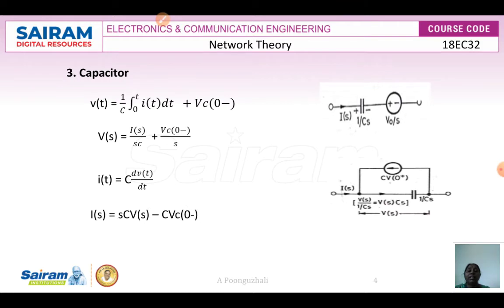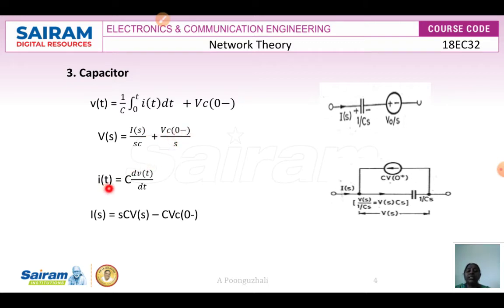Next is your capacitance. So for the capacitance, V of t is equivalent to 1 by C integral 0 to t I of t dt plus Vc of 0 minus. So V of s is equivalent to, if I take the integral value, I of s by sC plus Vc of 0 minus by s.